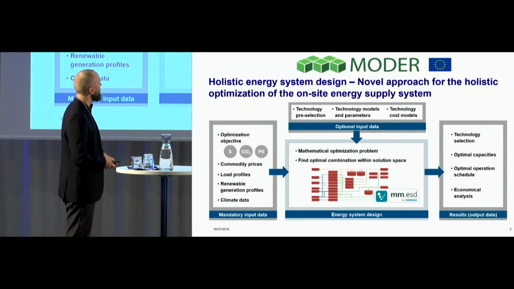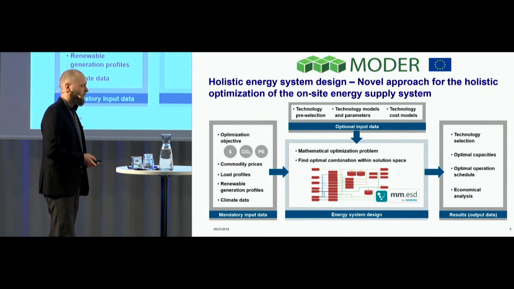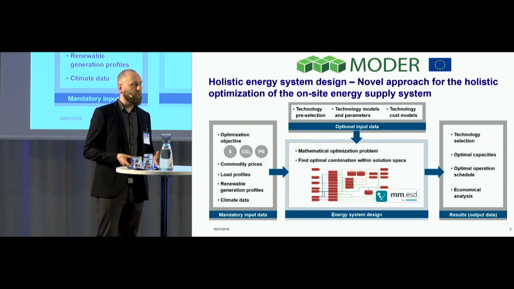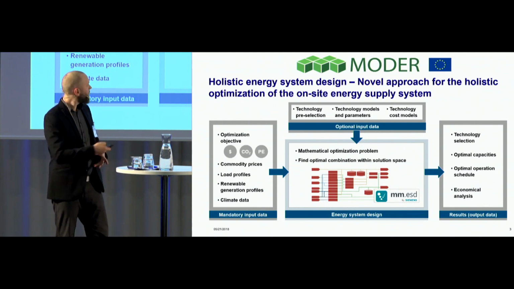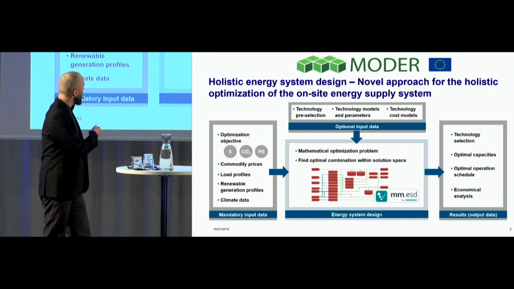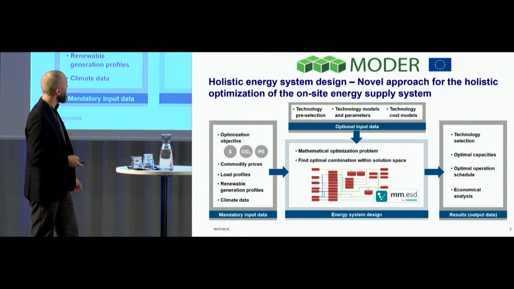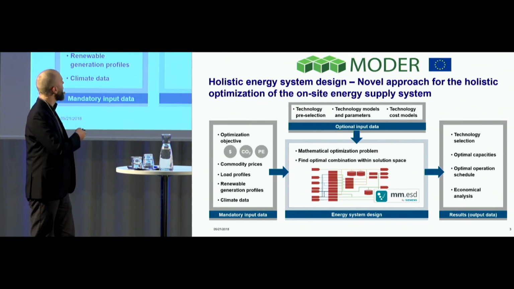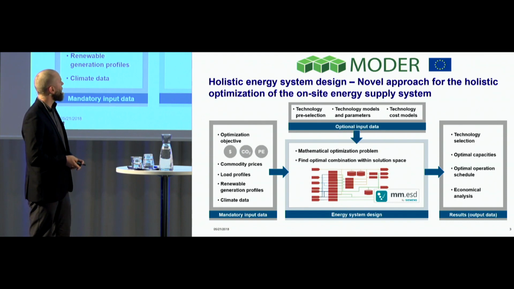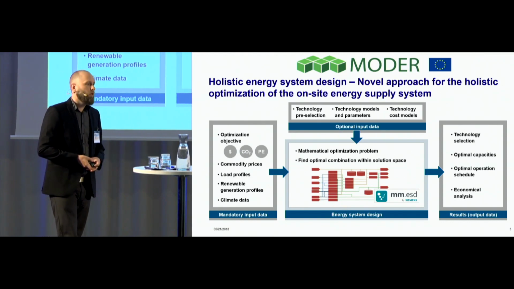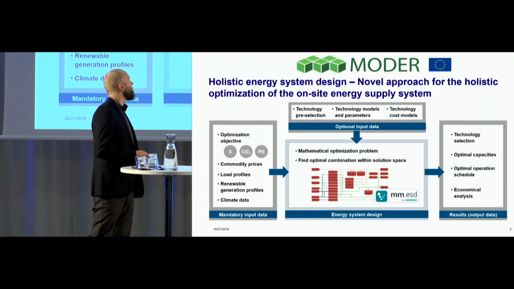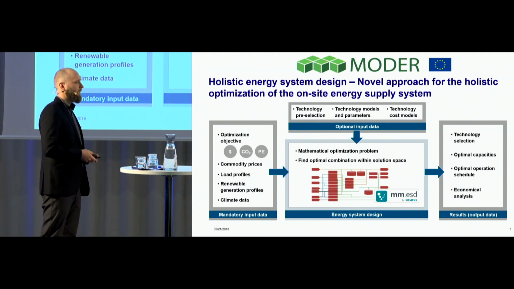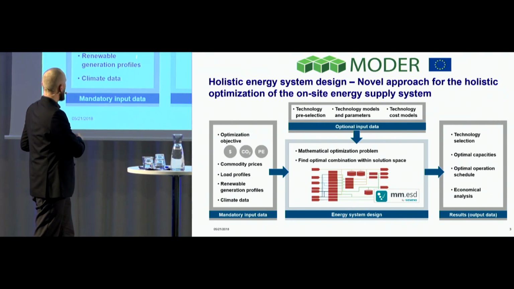And basically, this slide illustrates what it is. It is an optimization algorithm at the end of the day. So this is the core. This is a mathematical optimization which will do all the work, but it requires initial data. So there needs to be all the technology pre-selections, all available energy production systems, and the parameters and technology cost models also. It will need this as initial data.